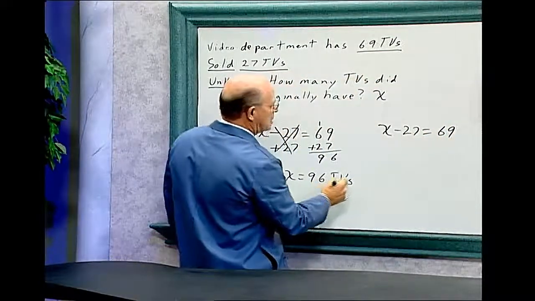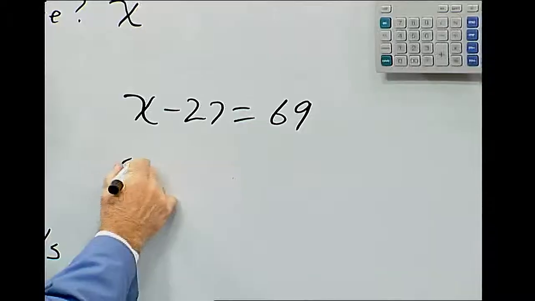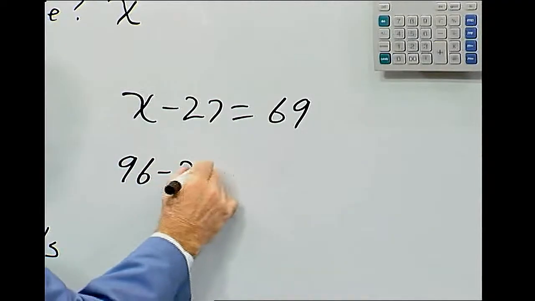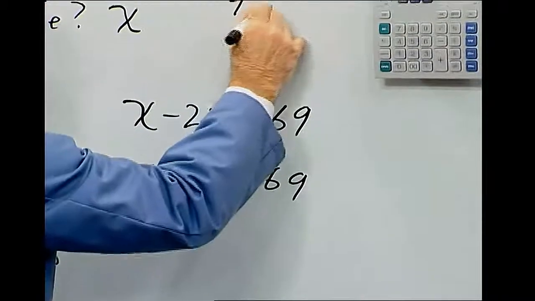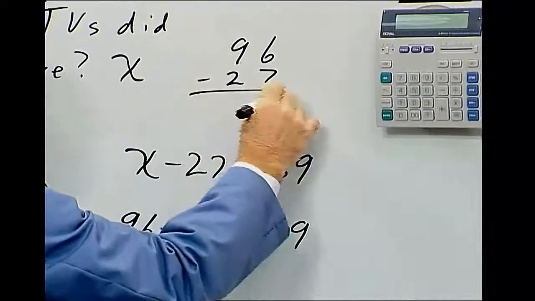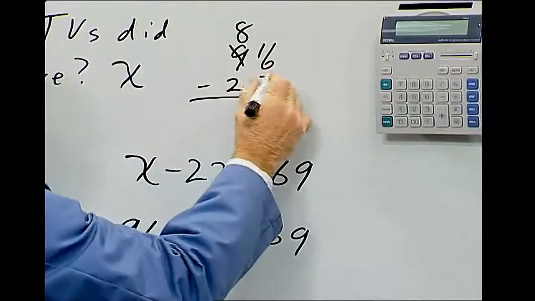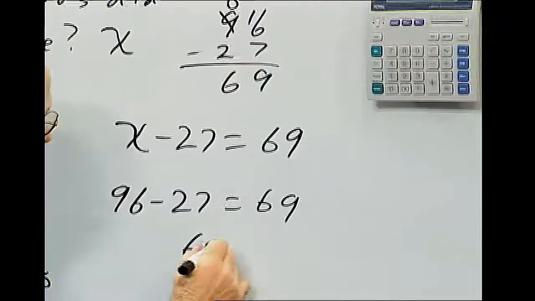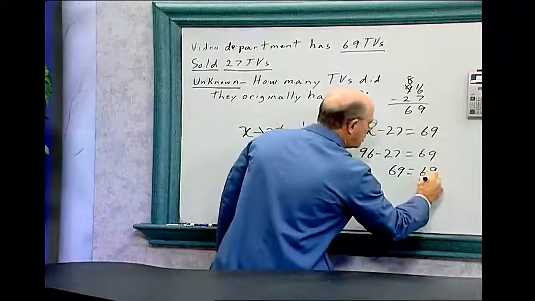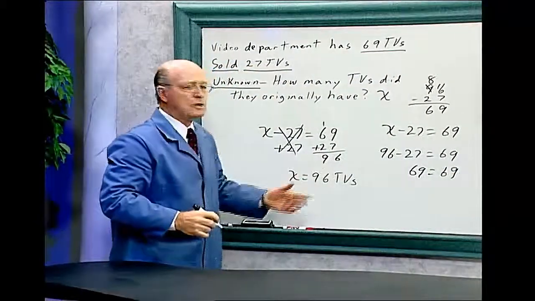And let's put in 96 for the x. 96 minus 27 equals 69. And so it's 96 minus 27. And we borrow here, that would be 9. And this would be 69 equals 69. So you know that we did the problem properly.